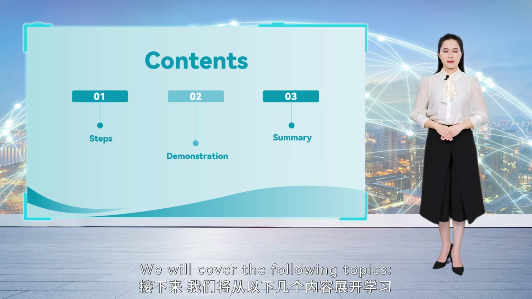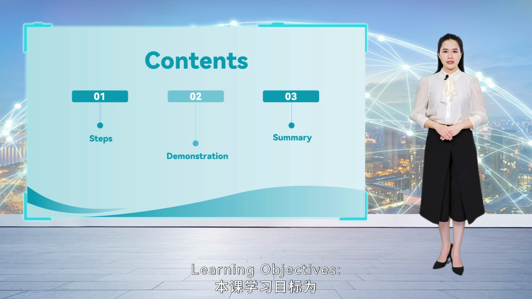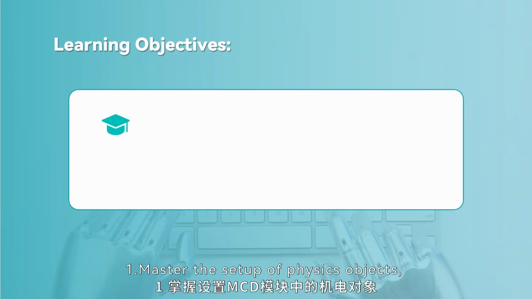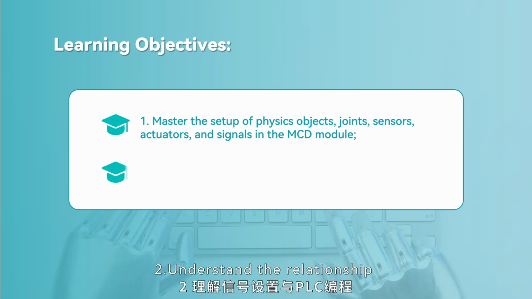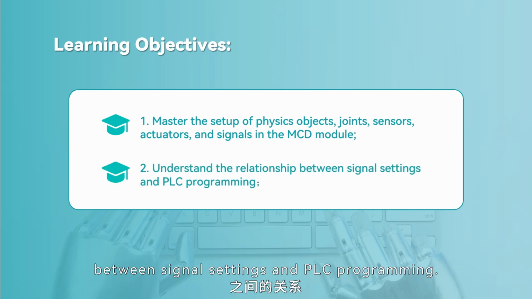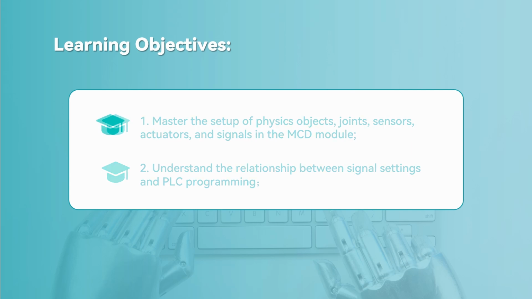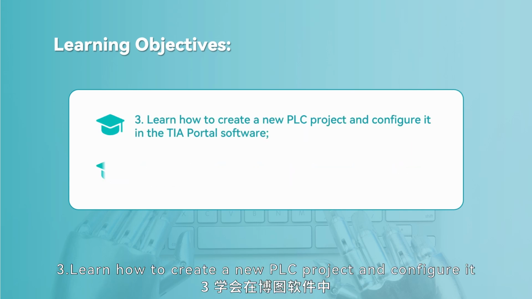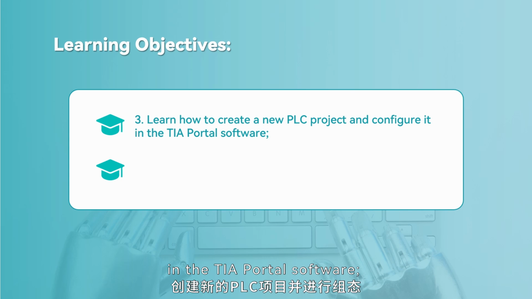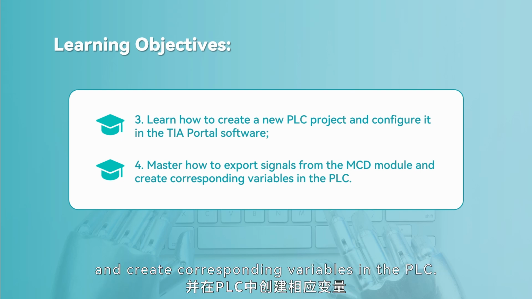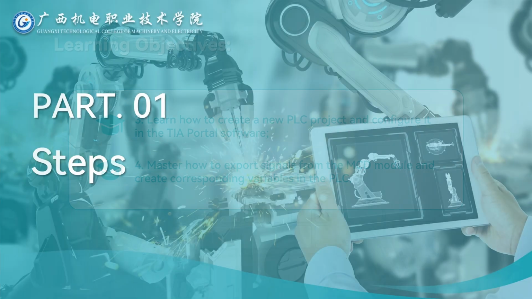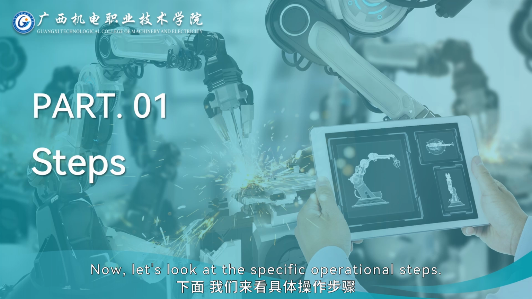We will cover the following topics. Learning objectives. 1. Master the setup of physics objects, joints, sensors, actuators, and signals in the MCD module. 2. Understand the relationship between signal settings and PLC programming. 3. Learn how to create a new PLC project and configure it in the TIA Portal software. 4. Master how to export signals from the MCD module and create corresponding variables in the PLC. Now, let's look at the specific operational steps.